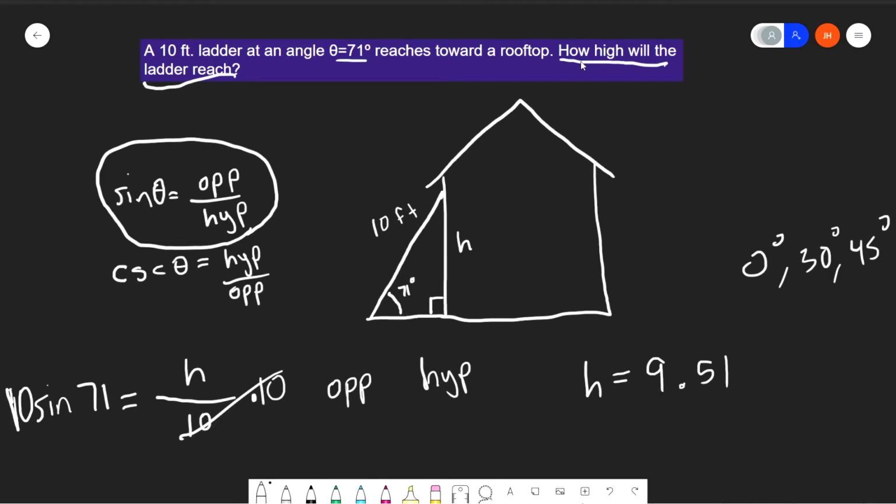Because remember, we're working in a context. And when we're working in a context such as feet, you want to include those units. So the height that the ladder reaches is 9.51 feet.